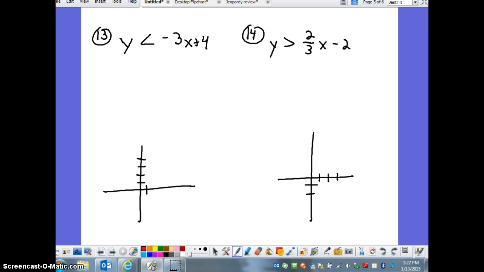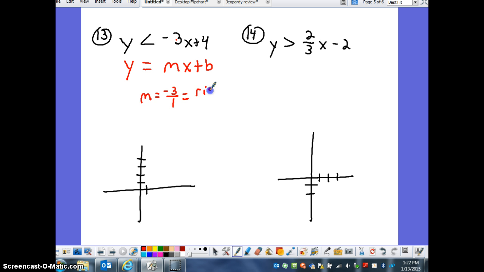So number 13, y is less than negative 3x plus 4. Again, for every one of these problems, I'm always going to match this up with y equals mx plus b. Remember, m is your slope. That's the number in front of your x. That means my slope here is negative 3 over 1. That, again, is your rise over your run. So you're going to rise negative 3, which means you're really going to fall 3, and then you're going to run to the right 1, since it's a positive 1.